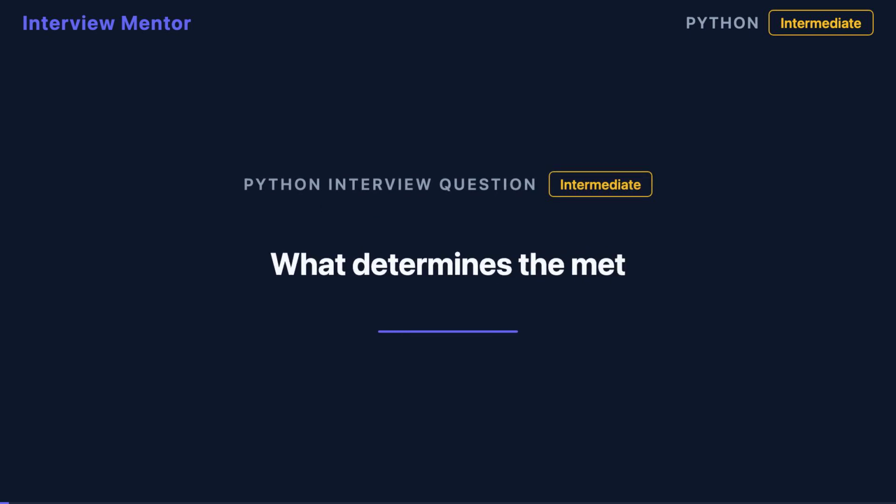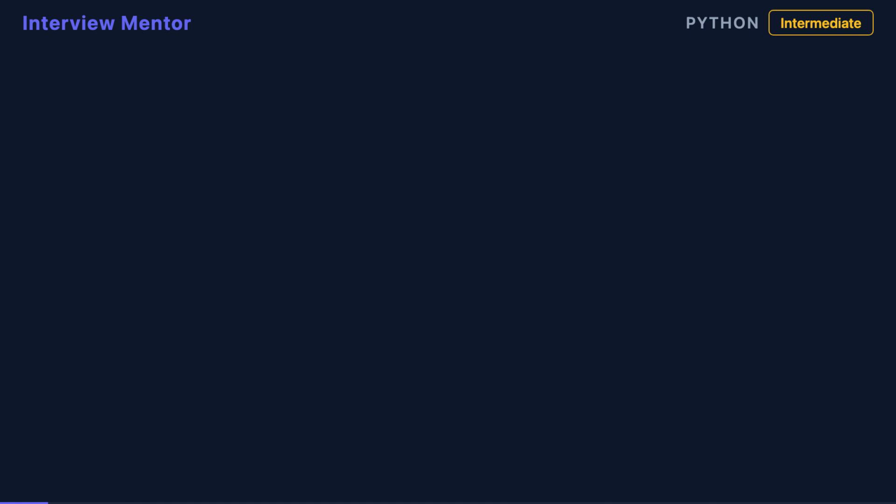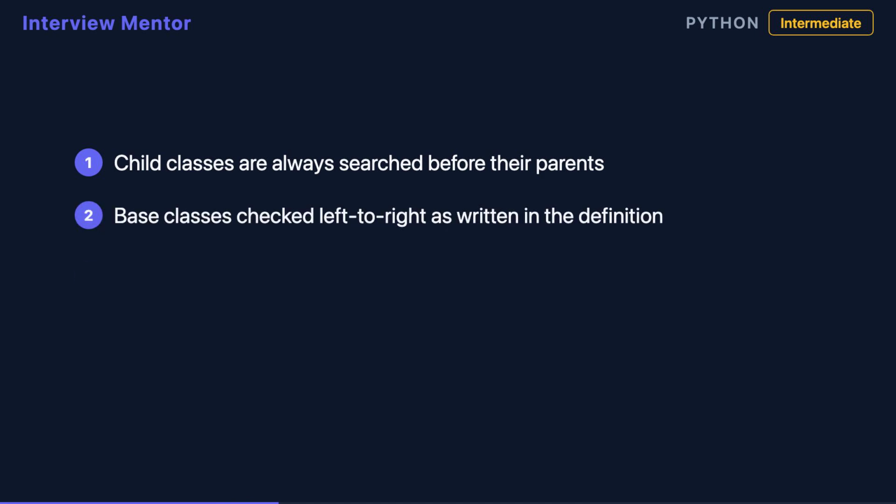When two parent classes define the same method, Python must pick one. How does it decide? Python resolves this using an algorithm called C3 linearization. This algorithm computes a method resolution order, or MRO, for every class, specifying the exact sequence Python will search when looking up any attribute or method. Unlike a naive depth-first search, C3 accounts for the full inheritance graph and produces a consistent, predictable order that satisfies all inheritance constraints. C3 follows two fundamental rules.